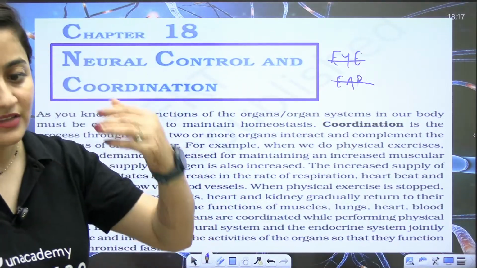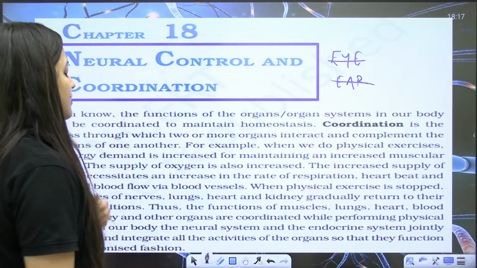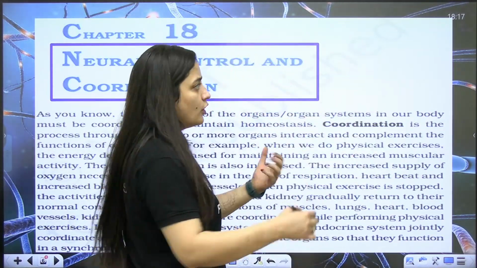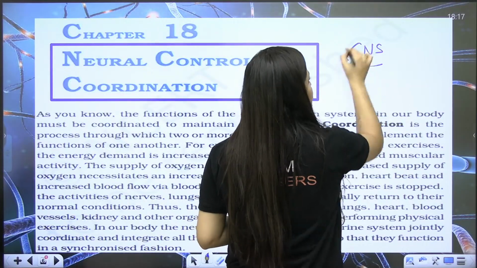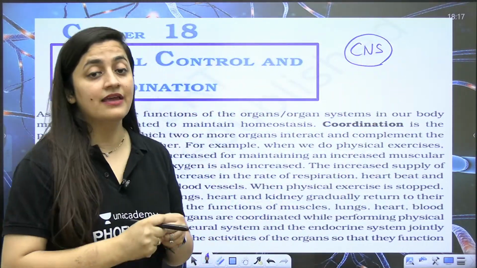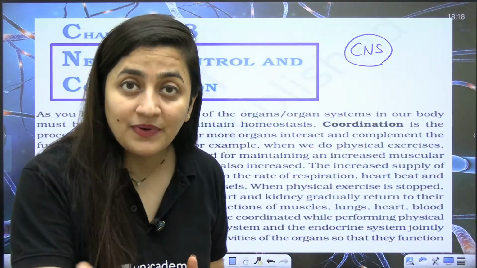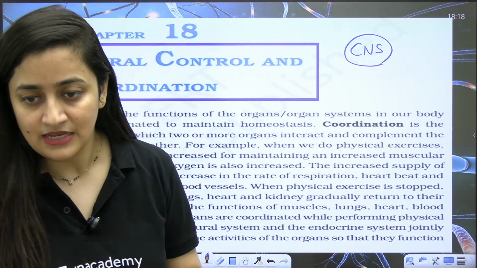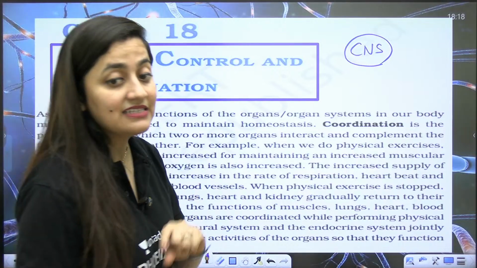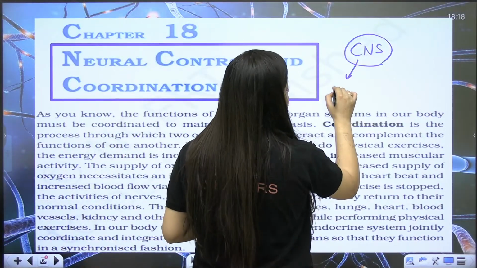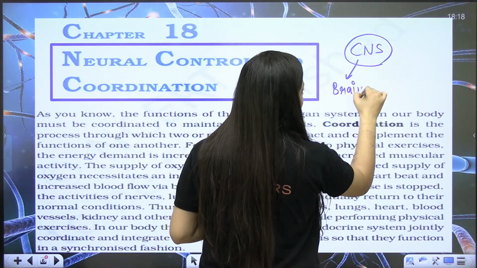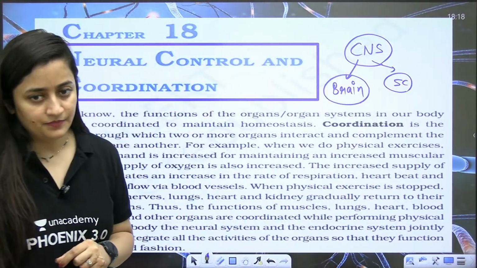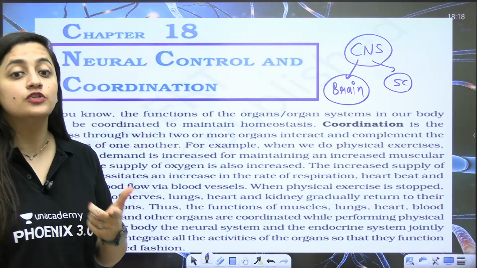If you check the official syllabus on the NTA website, you'll see that they talk about the central nervous system, the general introduction, the brain, the neurons, and nerve impulse conduction. They specify CNS, the central nervous system. In the central nervous system we have the brain and the spinal cord, so that's what we are going to discuss in this chapter.